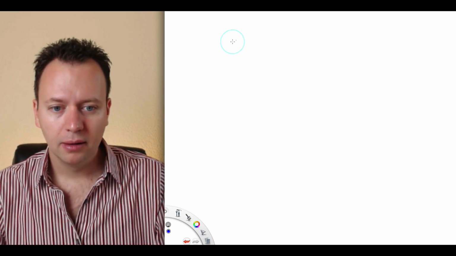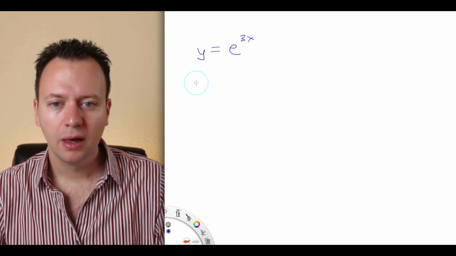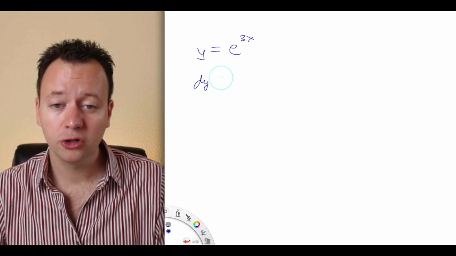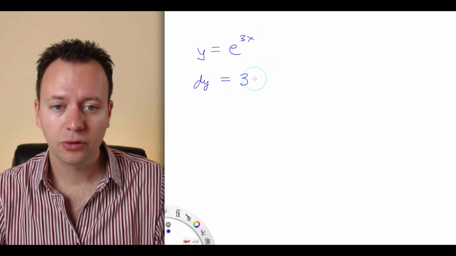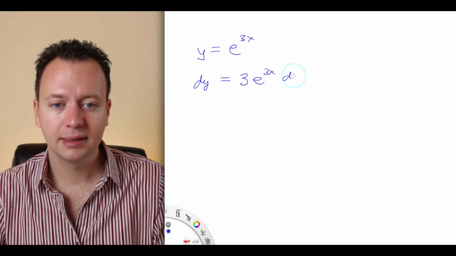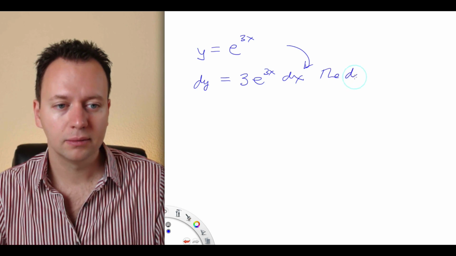So let's do an example. Let's suppose that simple function y is equal to e to the 3x. Taking the differential dy, I take the derivative with respect to x, 3e to the 3x times dx, just like that. So this is called the differential.